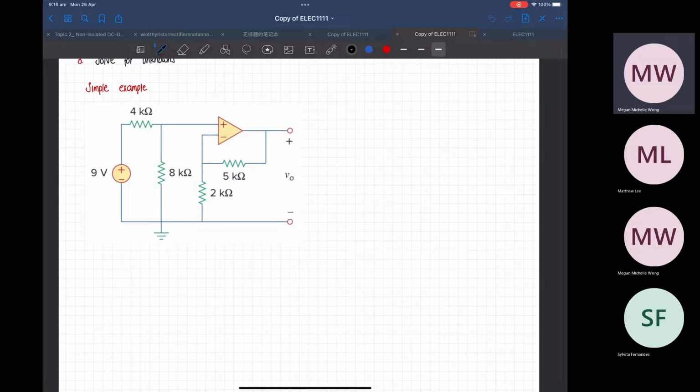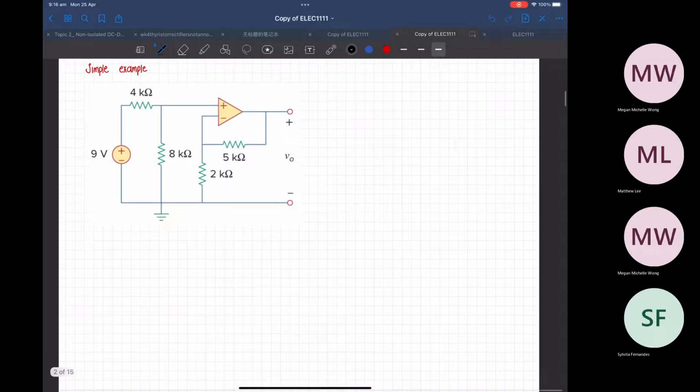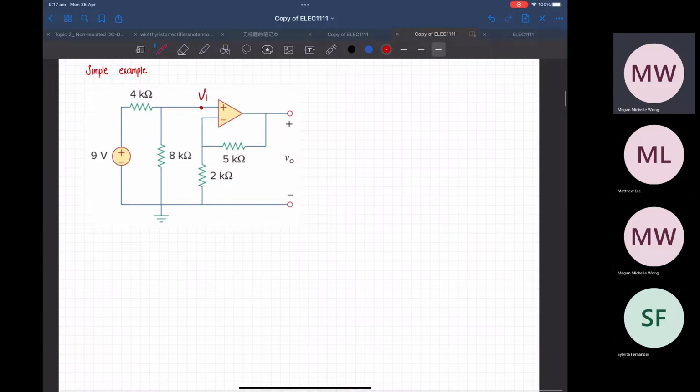I'm going to go through this very quickly without actually calculating the real values, but writing out the working would help. So let's start with this one. This point is V1, this is V2, and that's pretty much about it.